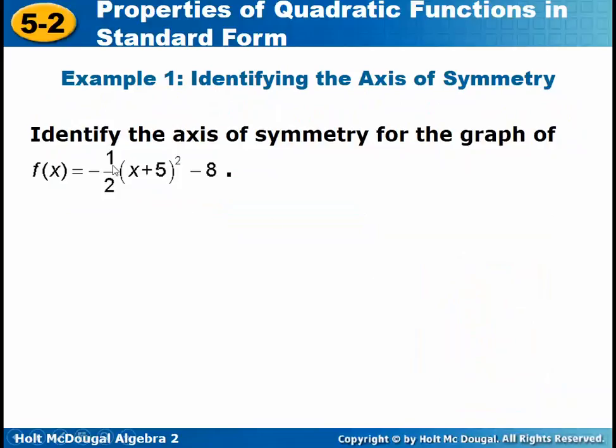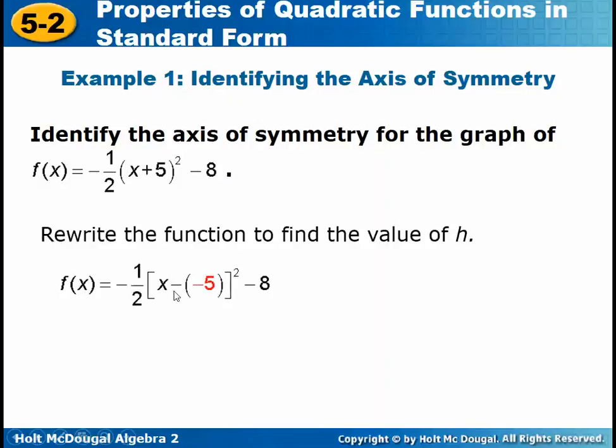So here we have a quadratic function in vertex form. And from this, we can identify the vertex, and then we can find the axis of symmetry. So first of all, remember that vertex form is x minus, and we have x plus. So if we just thought about this as being x minus a negative, that's the same thing.